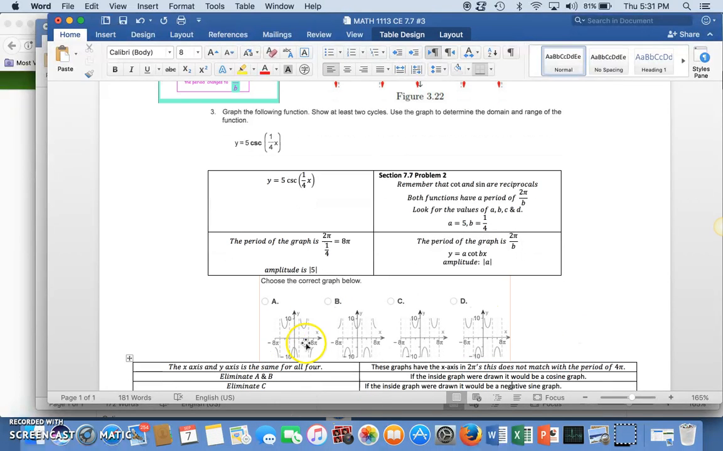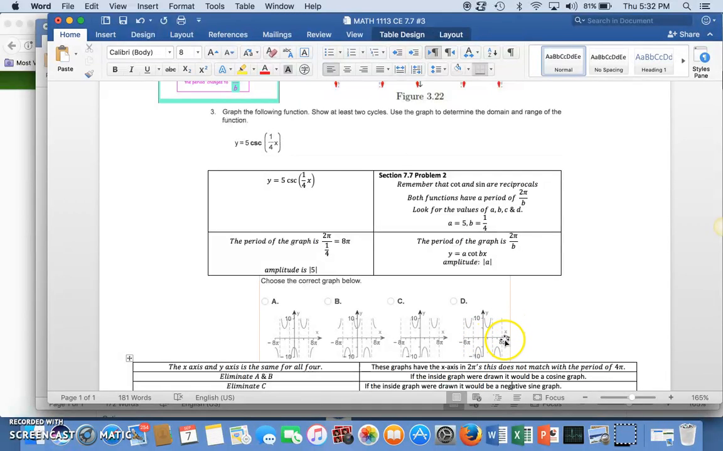Now, if you look at each one of these and imagine what was on the inside, that would be a negative cosine graph. This would be a positive cosine graph because it's high. Here, looks like we're going down before we go up, so that would be a negative cosecant. This is the only one that could be a positive cosecant.